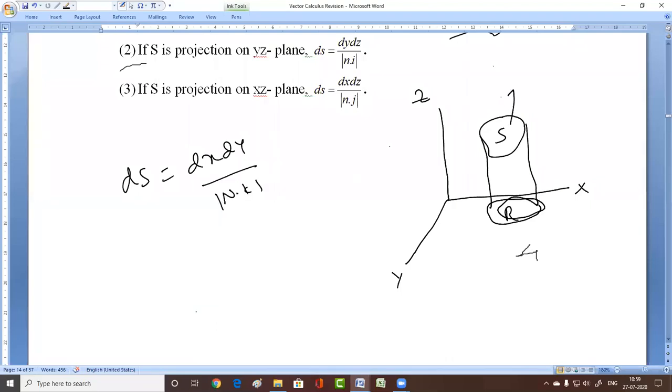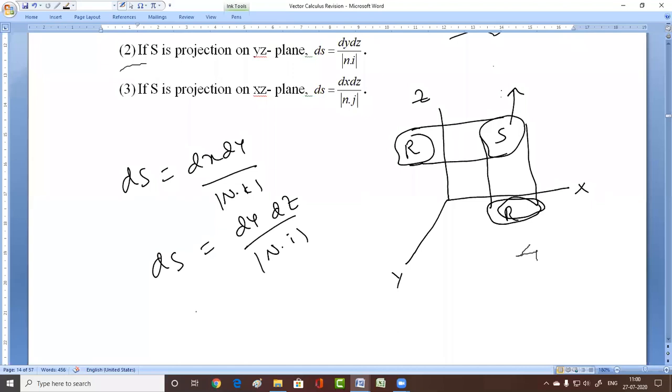In the similar way, suppose S is projected on the yz plane, now this is a shadow here. Then dS equals dy dz by modulus of n dot i. In the similar way, projection on the xz plane, then dS equals dx dz by modulus of n dot j. If you know all these formulas, then it is very simple for evaluation.